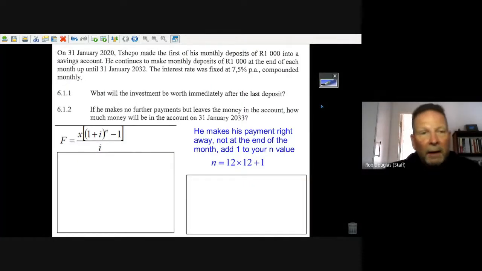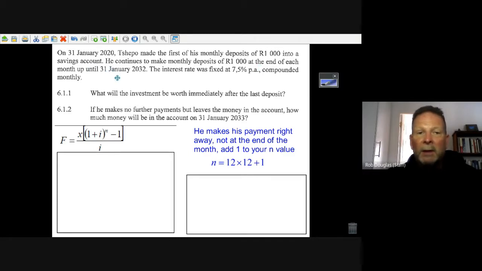We're going to look at the financial math question of the November 2020 exam. Let's just give it a try. Okay, here we go. It says on the 31st of January, this person makes a deposit of 1,000 into a savings account.